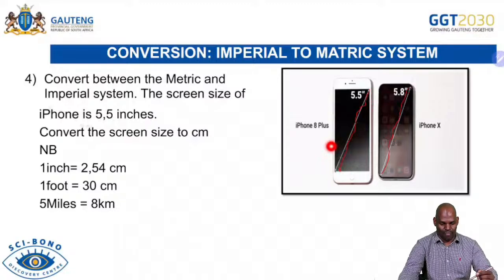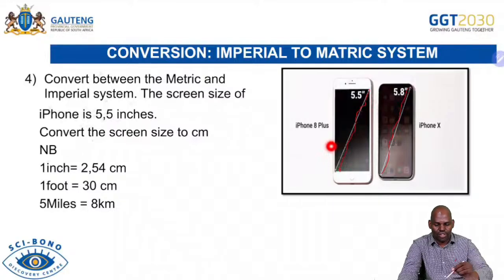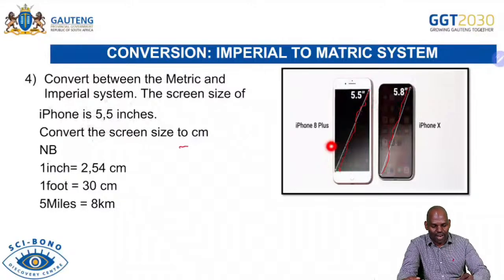For this cell phone screen to make sense, it must be in centimeters, because you might not actually have an idea of what they mean by inches. So if we have to convert the screen size from inches to centimeters, we can start with the first one, which is the iPhone 8 Plus, which is 5.5 inches.